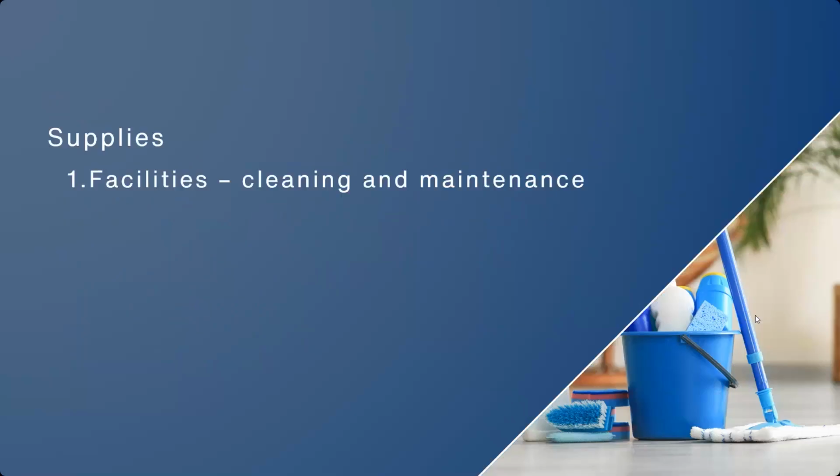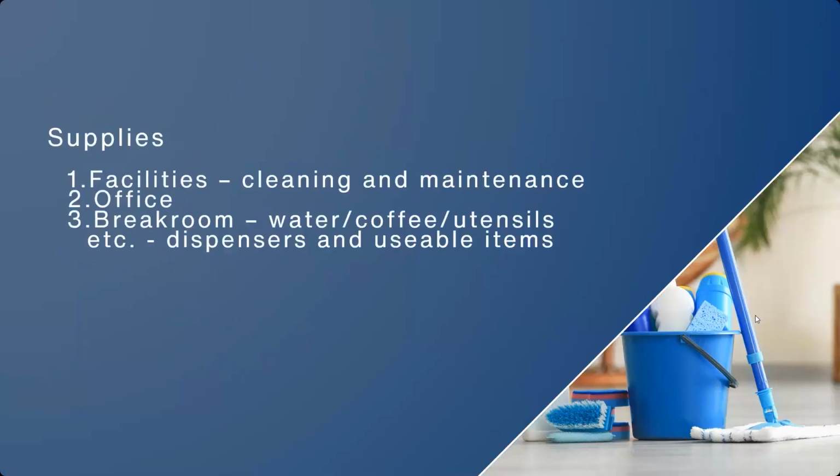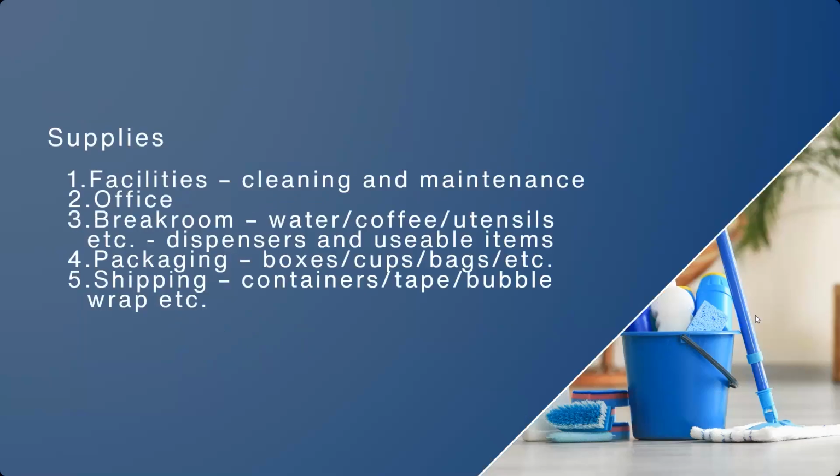Now, a couple more things I want to talk about: supplies, for example, and there's all kinds of different types of supplies. There's facility supplies for cleaning and maintenance. There's office supplies, we all know what those are. There's break room supplies, whatever you've got in your break room to supply to your staff. There's packaging supplies, the boxes, the cups, the bags. Then there's shipping supplies, the tape and the containers and the bubble wrap. Medical supplies: masks, gloves, gauze. So they're all sort of the same thing. They're being supplied by a vendor, by the company that gives you that stuff.